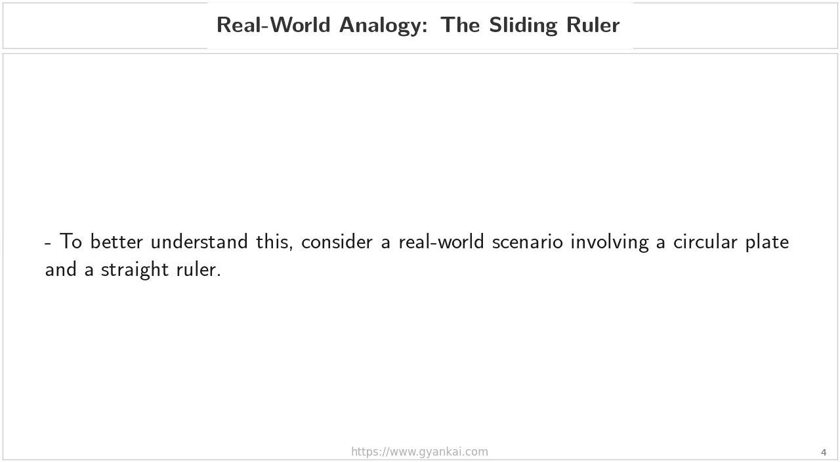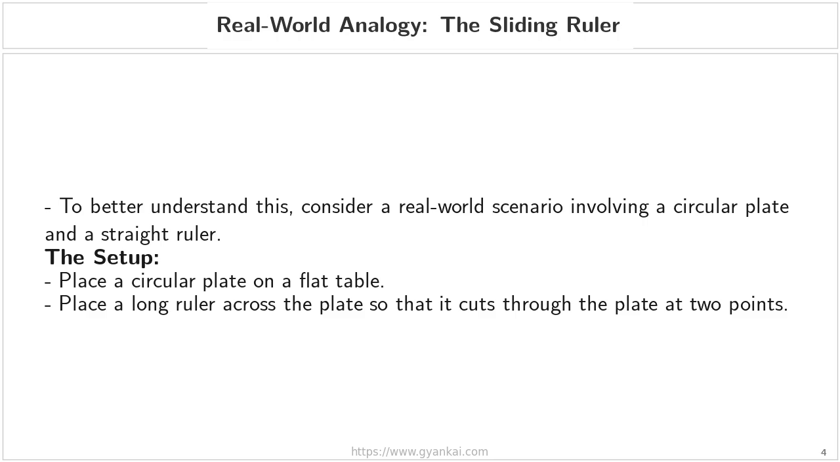Now, I know that the mathematical movement of points P and Q we just discussed in the previous slide might feel a bit abstract. So, to help you visualize this transition more clearly, let's step away from the geometry textbook for a moment and look at a real-world analogy using objects you might find in your kitchen or classroom. Imagine you have a circular plate sitting on a flat table, and you have a long, straight ruler.